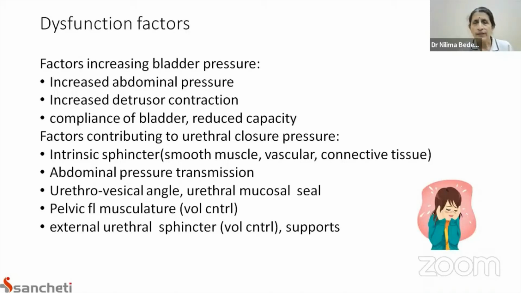So whenever the bladder gets full, starts getting filled, this pressure does not increase. The pressure remains constant and the bladder allows itself to get stretched. Even with increased abdominal pressure, the compliance of the bladder helps maintain this pressure without disturbance. But if the compliance of the bladder gets reduced, then there can be other problems.